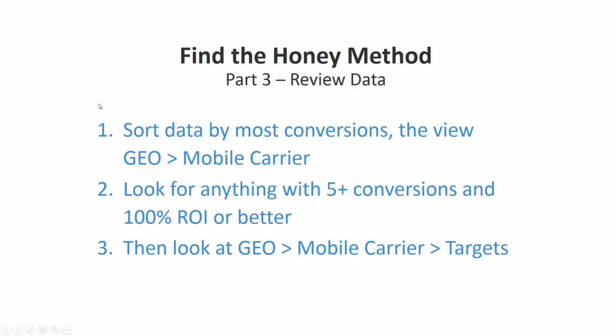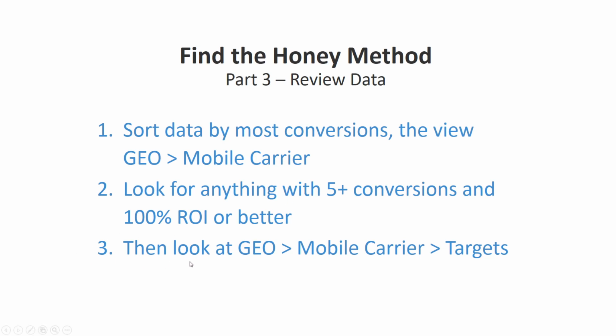The third part is you want to review the data. Like I just showed you in my tracker, you want to go through and sort the data by most conversions, and then click the view that shows you the country and the mobile carrier that's performing well. Look for anything with 5+ conversions and 100% ROI or better. That's just a basic line to judge things by. Obviously you can use your own judgment, and as you start to use a method like this, things might expand and you could be a little more flexible with that line if you prefer to.